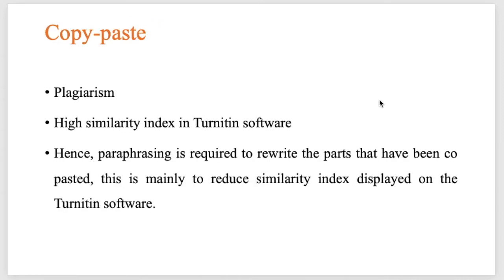Number two is copy paste. As we said, we call it plagiarism. High similarity index in internet and software. This is the second thing. And paraphrasing is required to rewrite the parts that have been copied and pasted, and this is mainly to reduce the similarity index displayed on the Turnitin software.